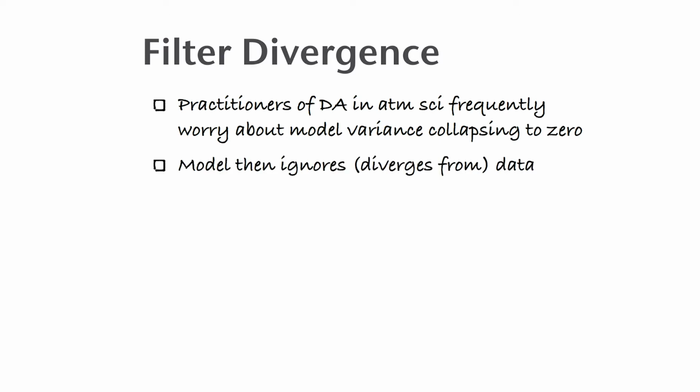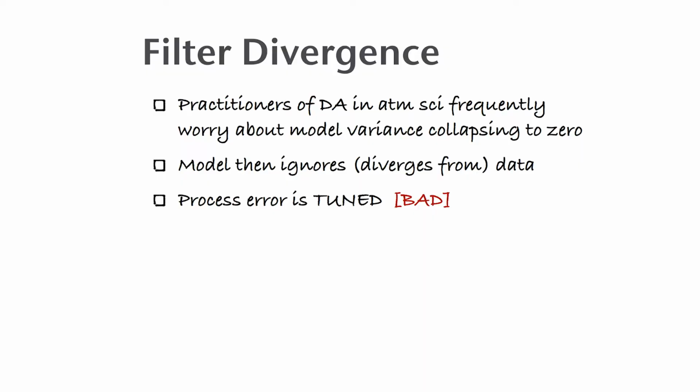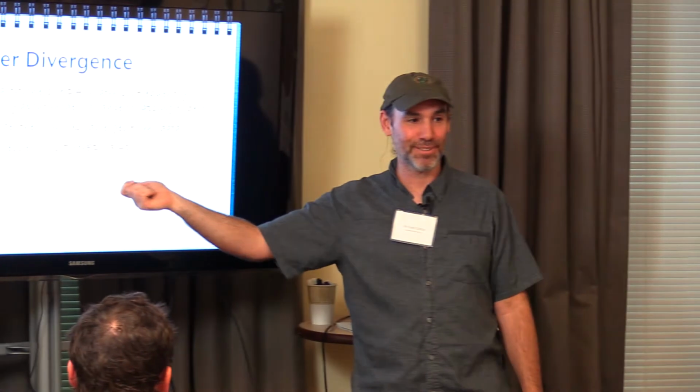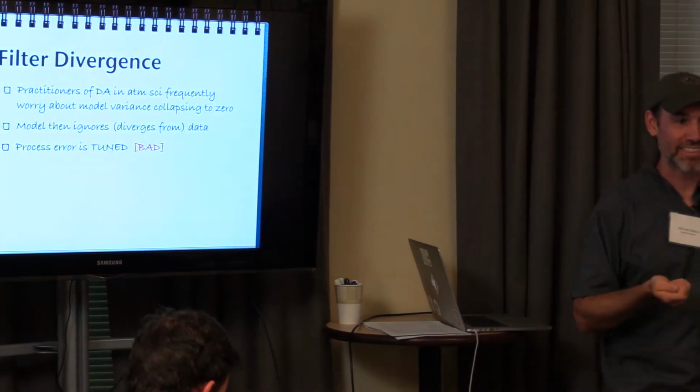Because the model then ignores, diverges from the data, their solution is to tune the process error to stop that from happening. It stops that from happening. It has no theoretical justification. So I label that as not necessarily the best solution to your problem. Tuning knobs to get the answer you want.